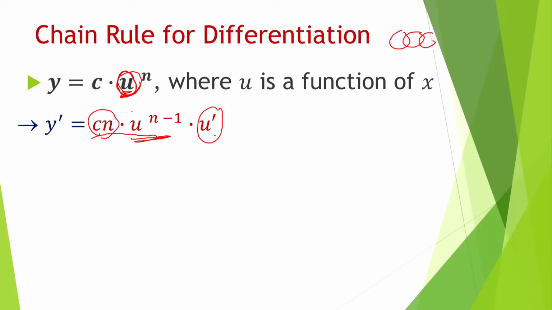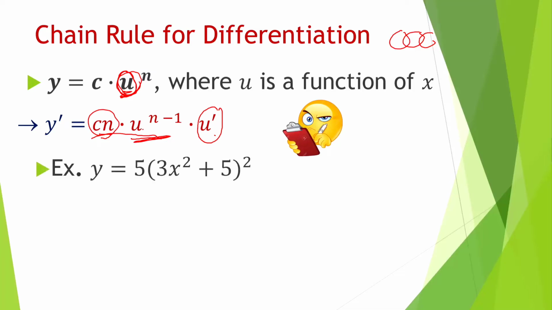Okay, so you have an extra factor that appears when using the chain rule. But remember, you do the usual multiply and subtract first, before you differentiate. So let's have this example. Using our chain rule, we multiply first the coefficient by the exponent, so that will be 5 times 2. So it's 10. That's your first factor.